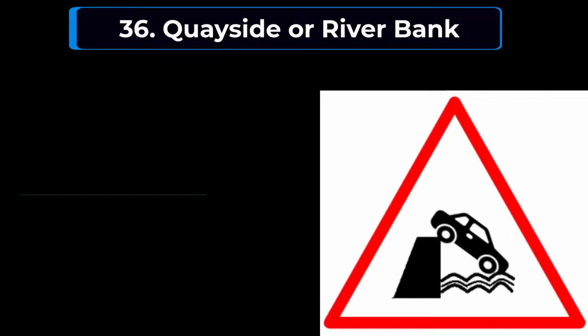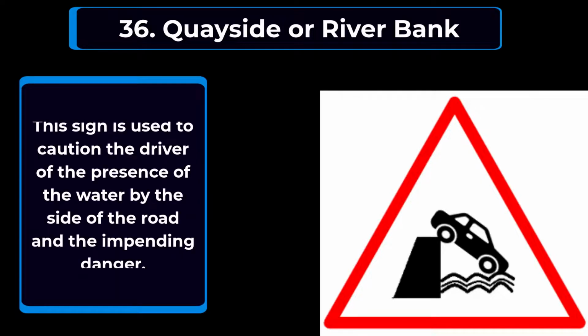36. Quayside or river bank. This sign is used to caution the driver of the presence of water by the side of the road and the impending danger.